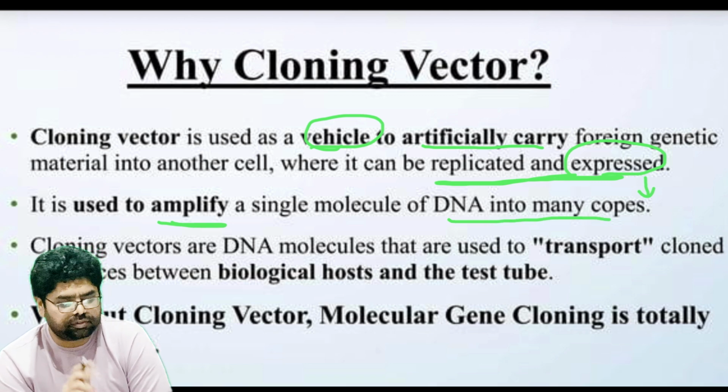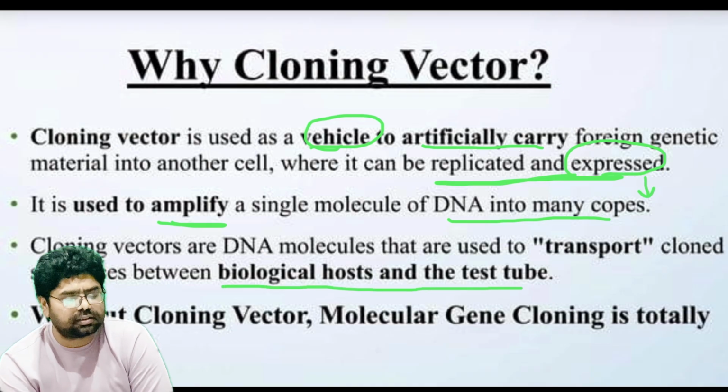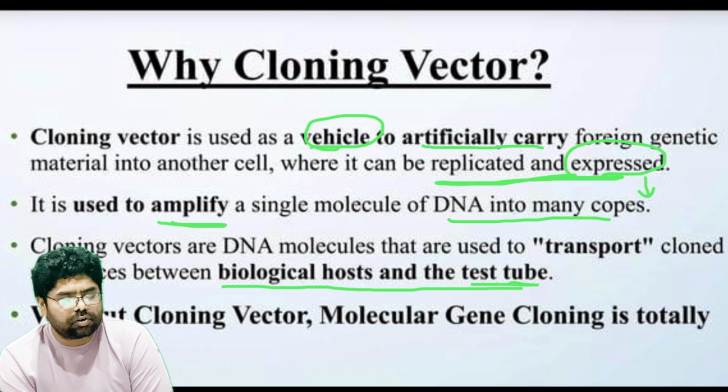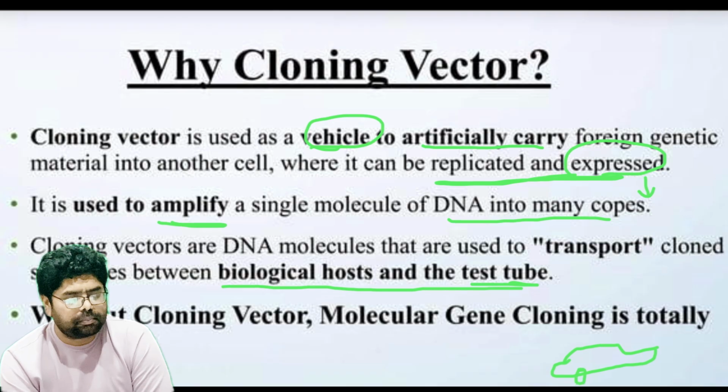Expression vectors are different. Basically a cloning vector is used to amplify a single molecule of DNA into many copies. Amplification is correct because cloning vectors are mainly for amplification. Cloning vectors are DNA molecules that are used to transport cloned sequences between the biological host and the test tube.